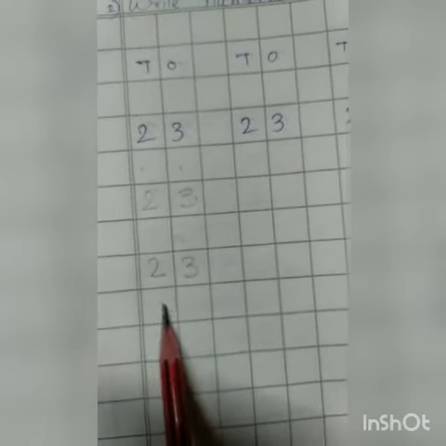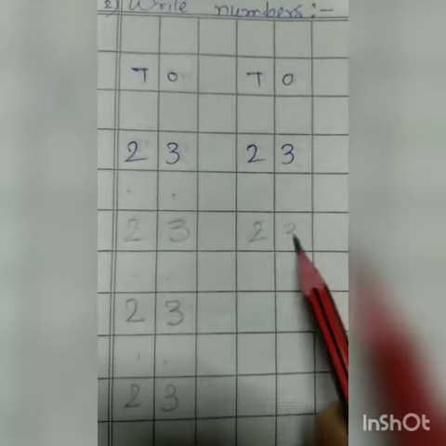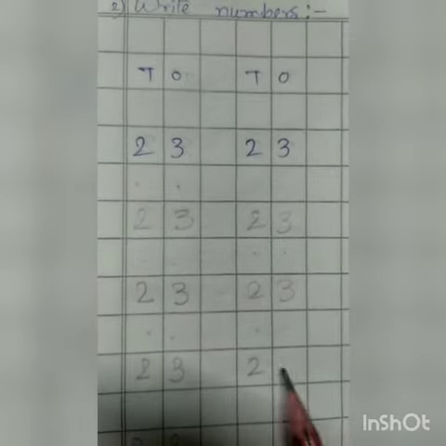Now leave box, 23. In this way you have to write. Okay. Now go up. Leave box, 23. Now next one.